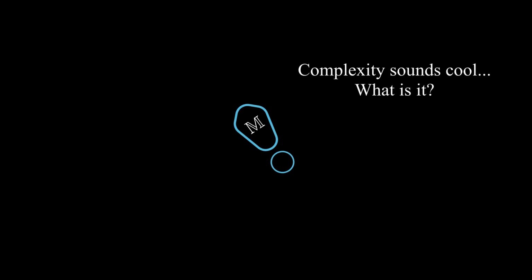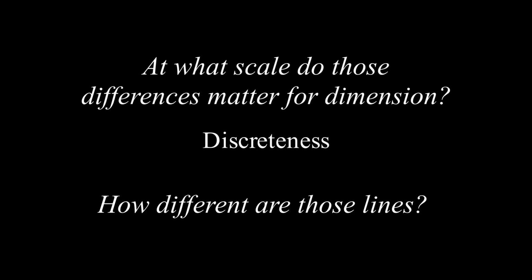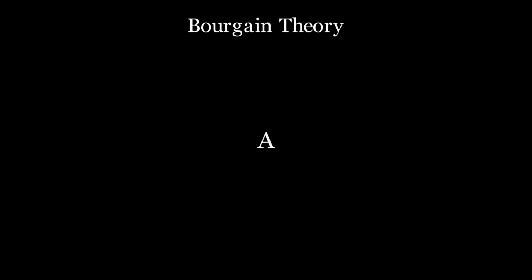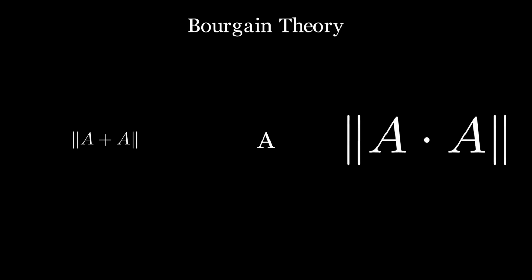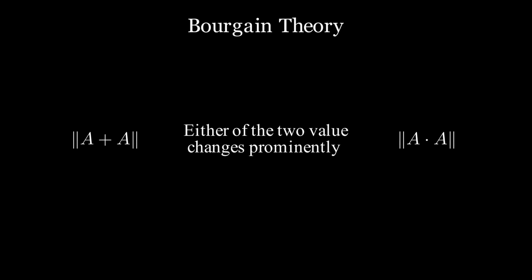Complexity sounds cool, but it's kind of vague, right? Mathematicians like to replace it with something precise, which is discreteness. Back to our lines example, how different are those lines? At what scale do those differences matter for dimension? Here's a theorem called Bourgain's theorem that puts numbers on discreteness. It says if a set is discretized enough, then either the set you get by adding any two elements from it, or the set you get by multiplying any two elements from it, is much bigger than the original set.